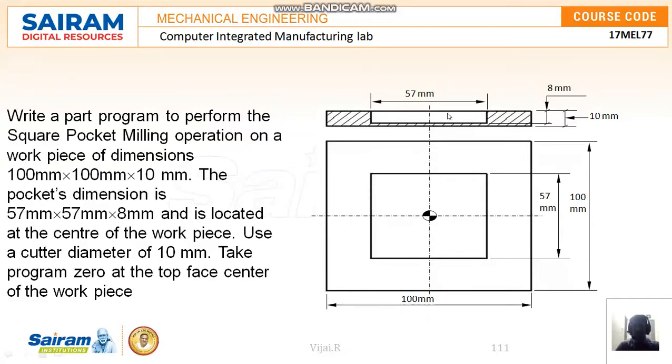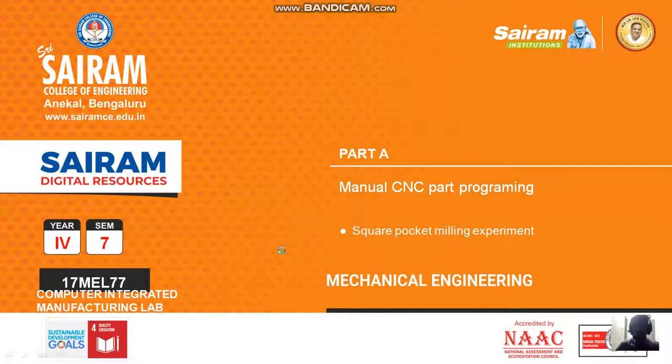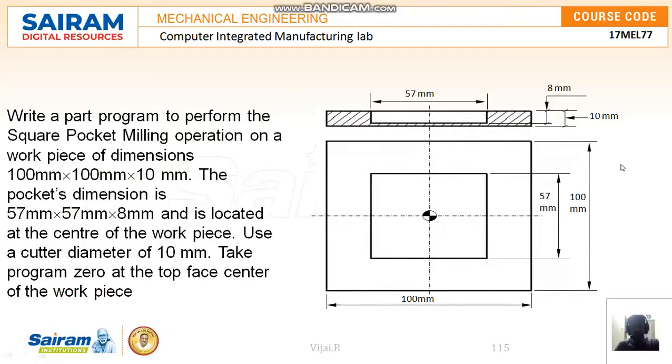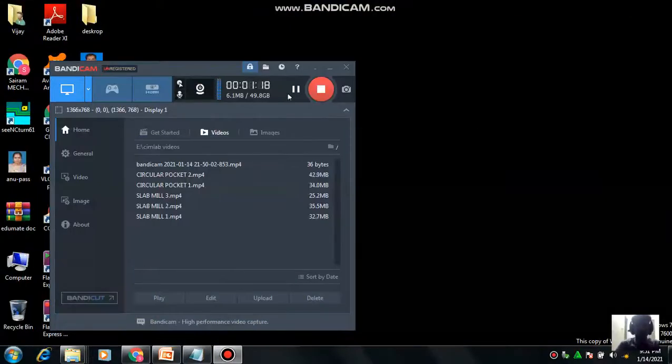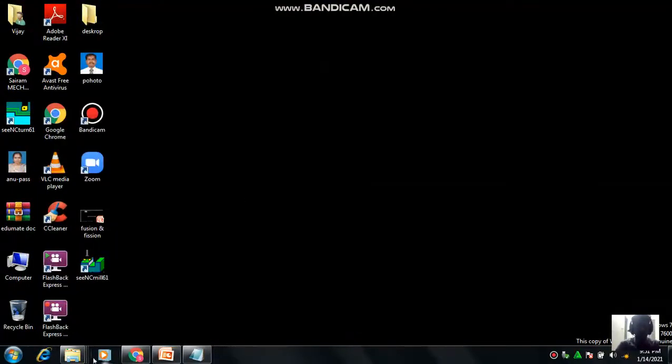So first we have to consider this as the reference point and keep it here, the same way we have done it, while we make the blank size. Next, how to write the program for the square pocket milling. I'll show this program with the help of a notepad. It's similar to this. Just type the program in a notepad so that it will be helpful for you.